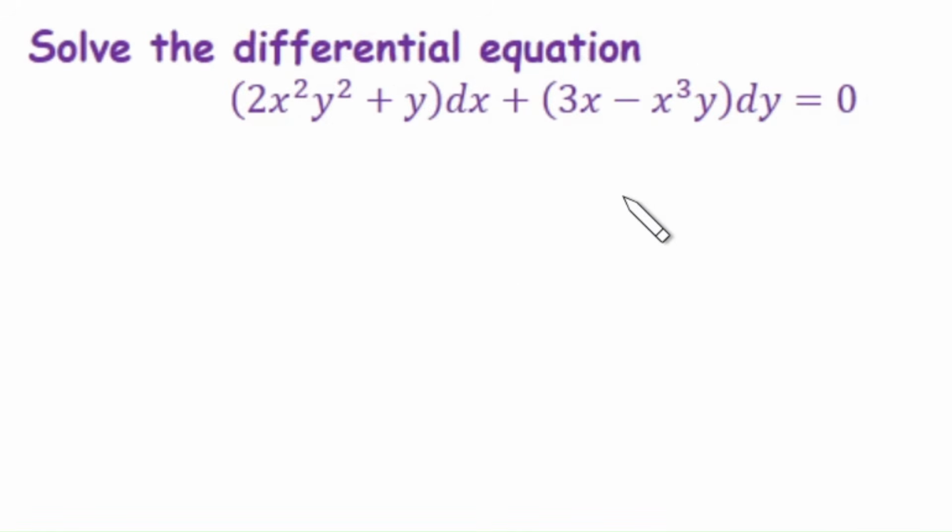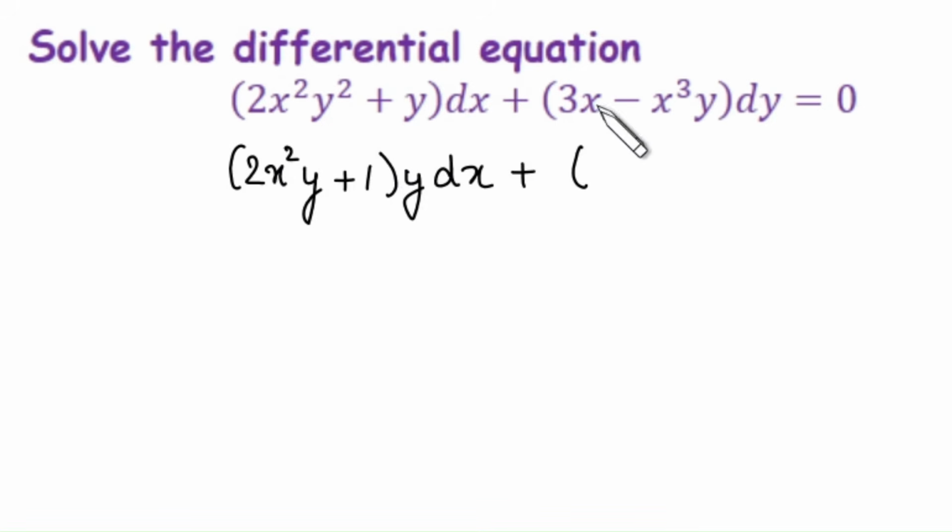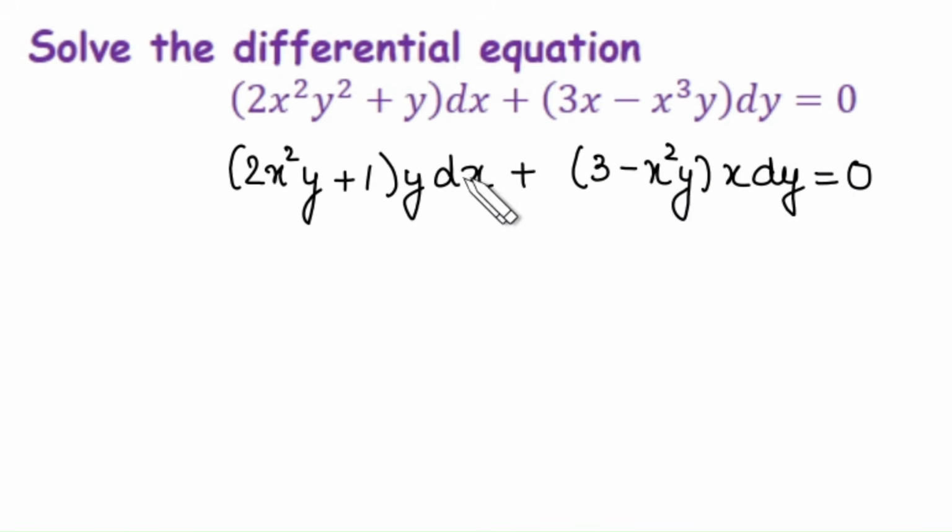Now it's your turn to solve this differential equation, but I will help you to make that special case. Very first step is check it: can we take y outside with the dx term and x outside with the dy? Yes. So we can write 2x square y plus 1 into y dx. Here we can take x outside and we can write 3 minus x square y into x dy is equal to 0. So as we can take y with the dx and x with the dy, our first step is fulfilled.